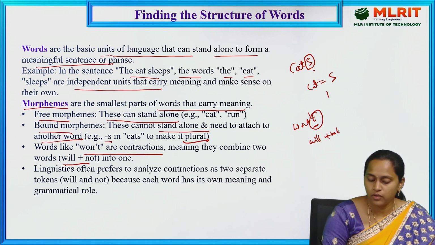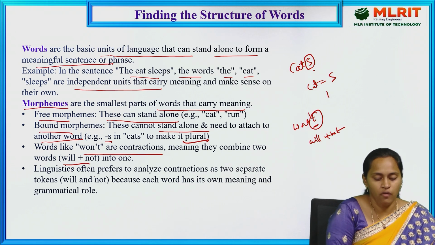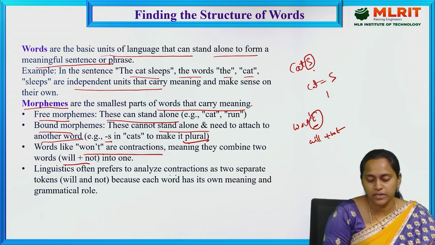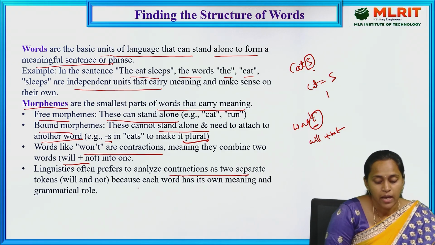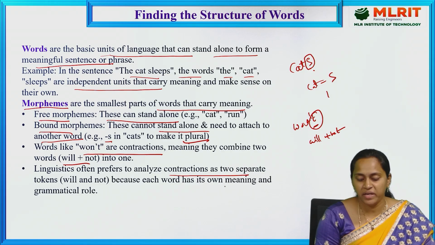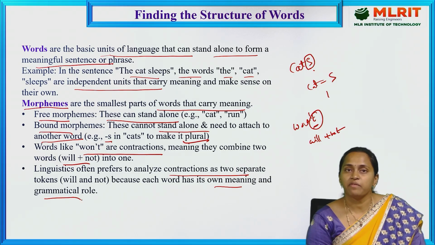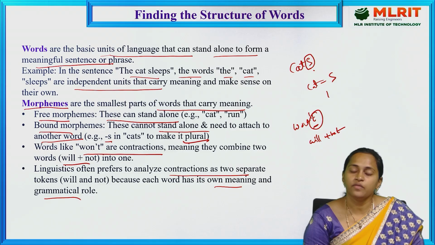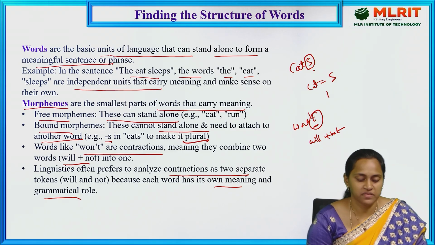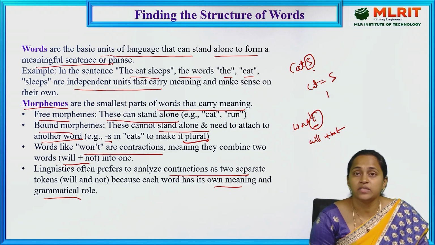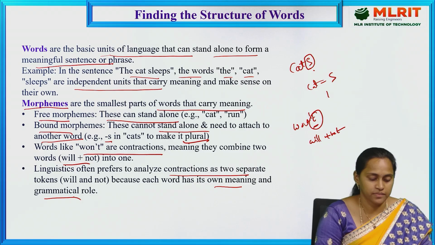Will plus not. Next, linguistics often prefers to analyze the contractions as 2 separate tokens because each word has its own meaning and grammatical role. Linguistics is the scientific study of language. That means how language formation is built is done by the contractions of the 2 separate tokens.